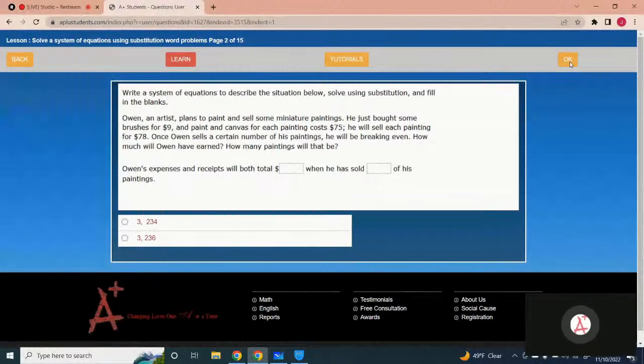Once Owen sells a certain number of paintings, he will be breaking even. How much will Owen have earned? How many paintings will that be? Got it? So you have to form the equations.